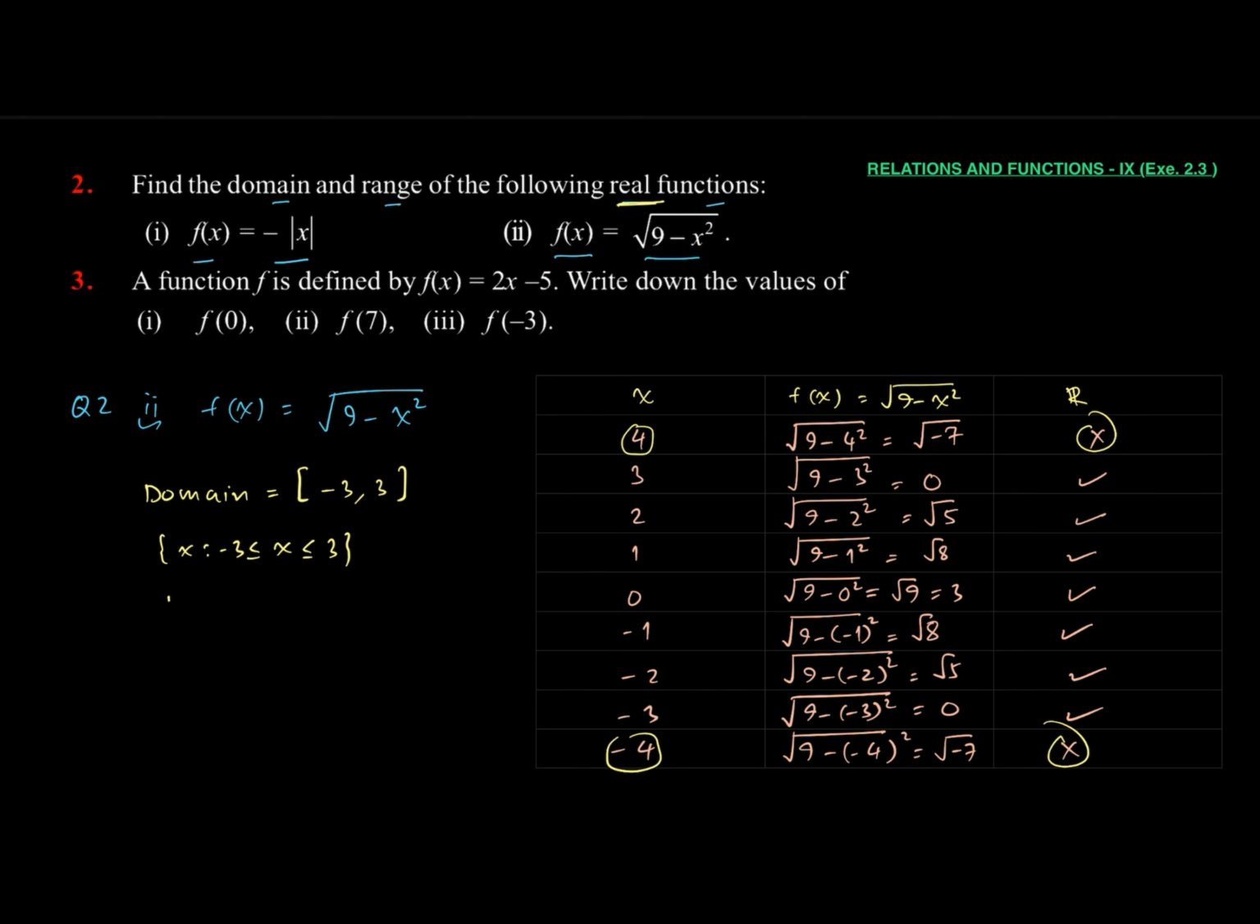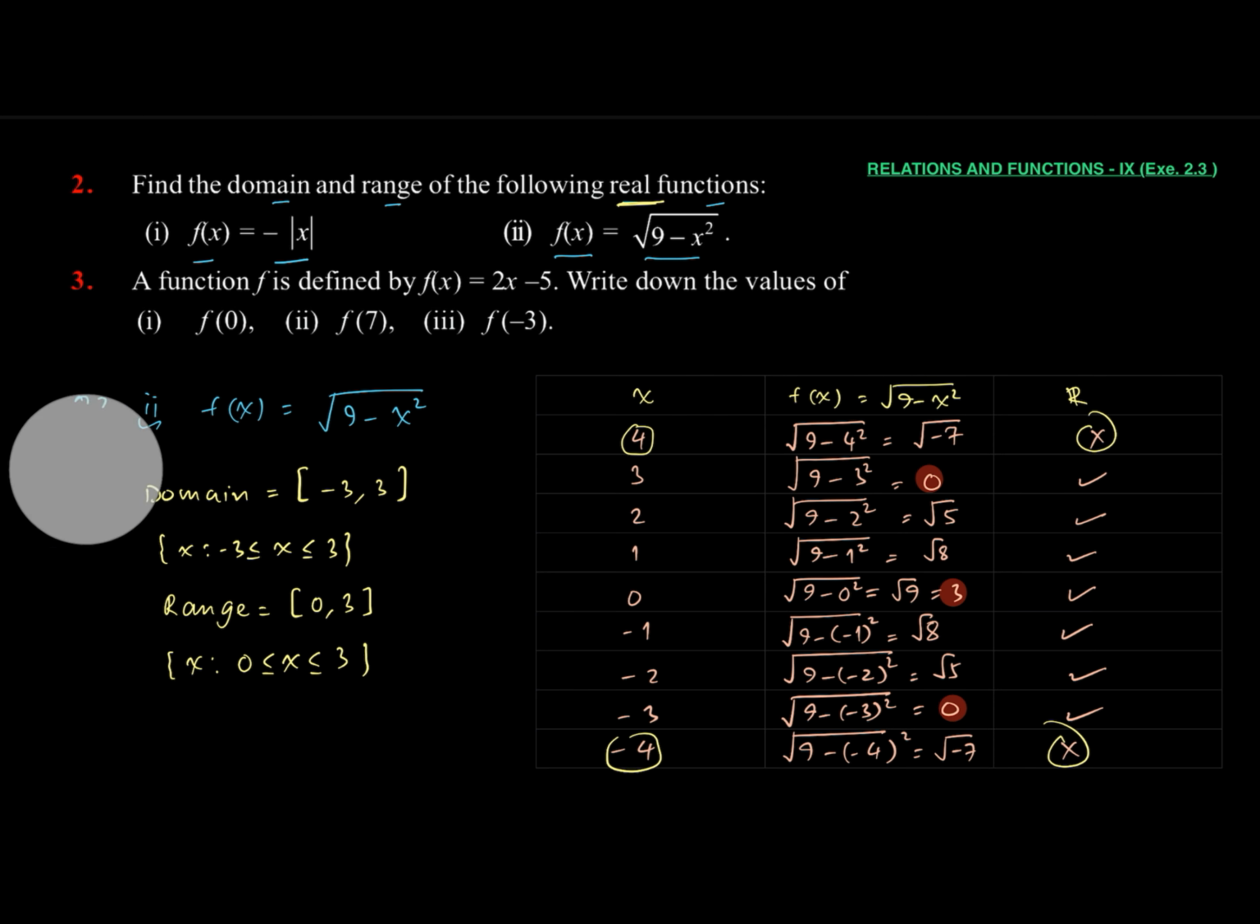Now what about range? As you know, range is the output. Here one can observe that the range goes from 0 to 3 on both the sides. So the range of this function will be all real numbers between 0 and 3 with these two included. This range in the form of an interval can also be represented as x such that x is greater than or equal to 0 but less than or equal to 3.